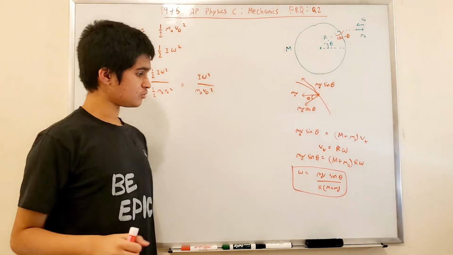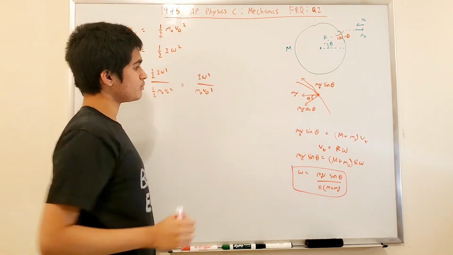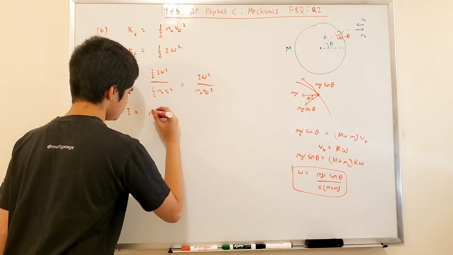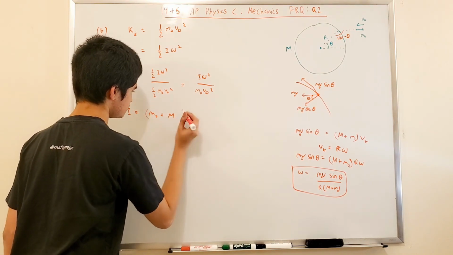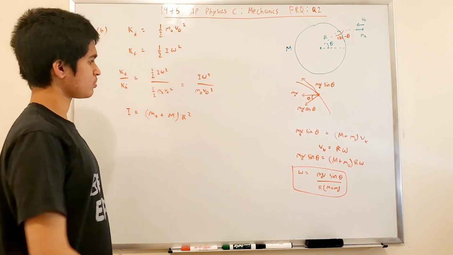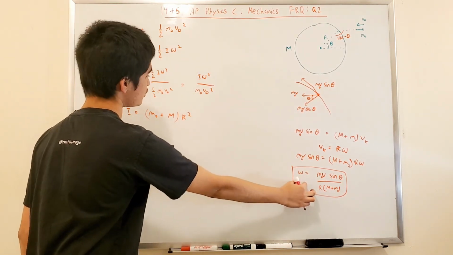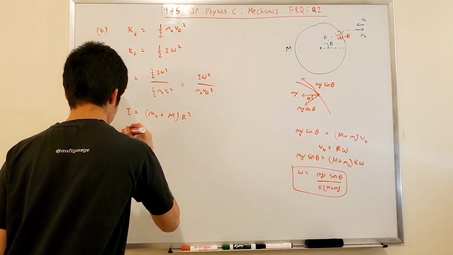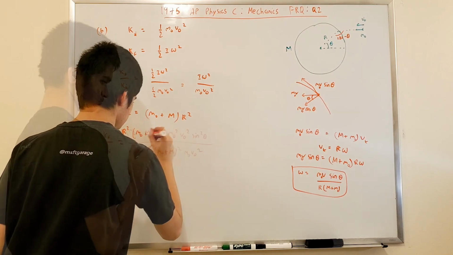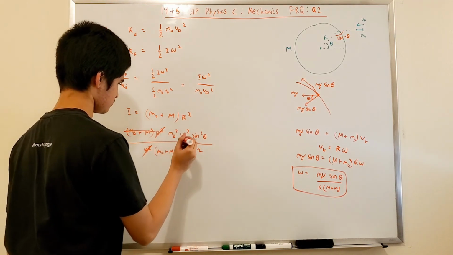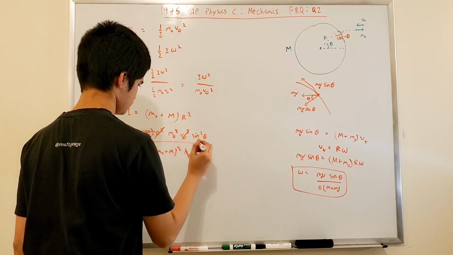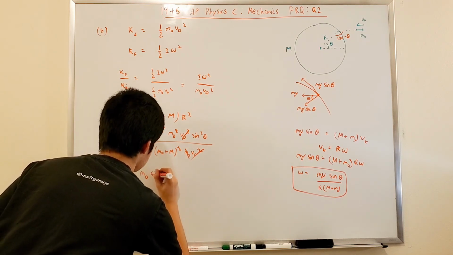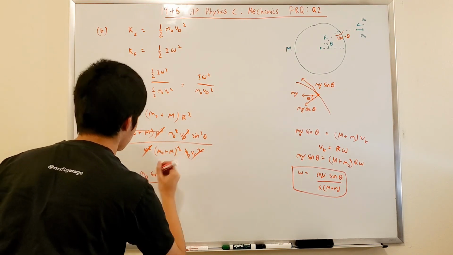Now recall what our moment of inertia was for this one. It was (m0 plus capital M) times r squared. And we have our omega down here, so we can substitute that. We get r squared times (m0 plus M), and we get our final answer of m0 sine squared theta divided by (m0 plus M).